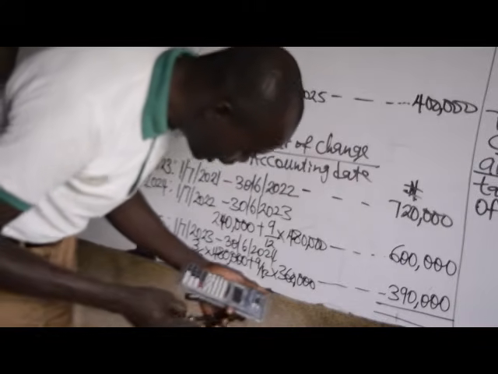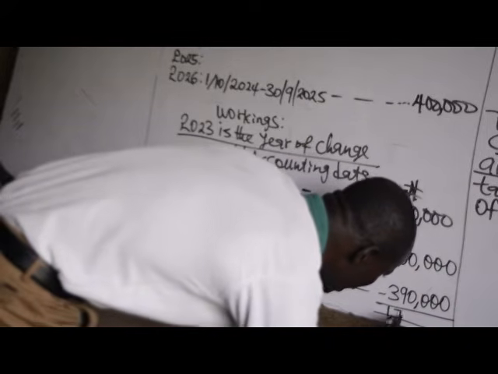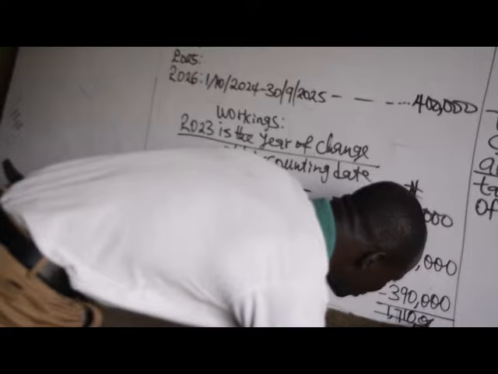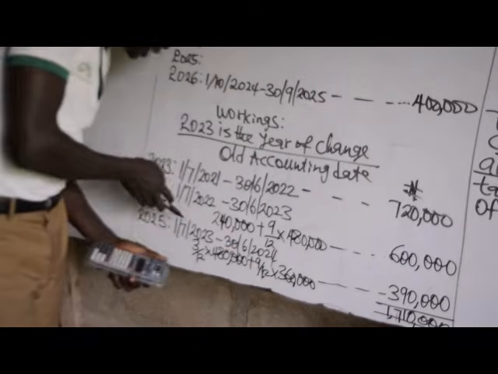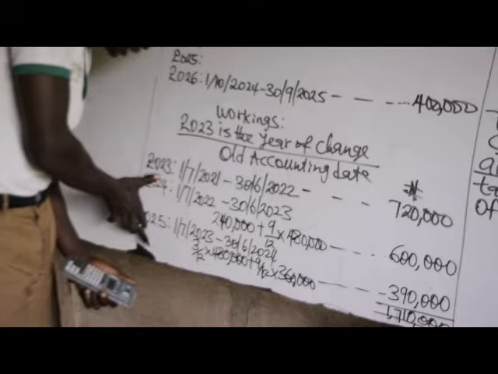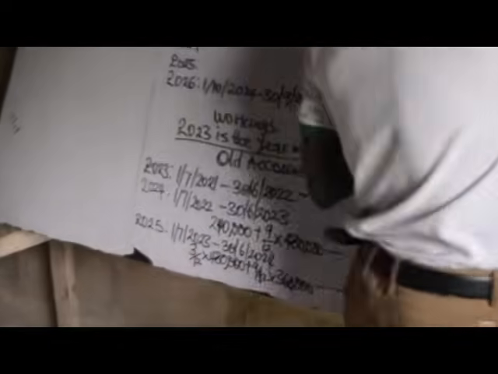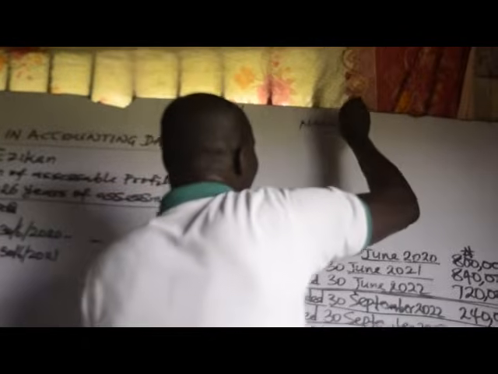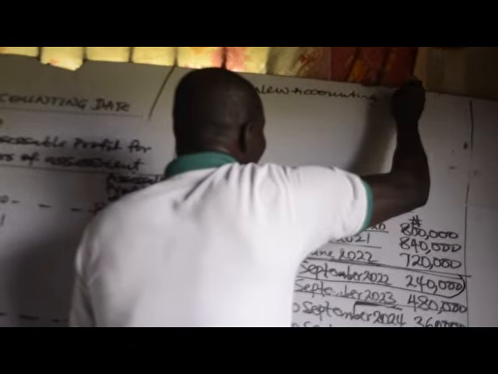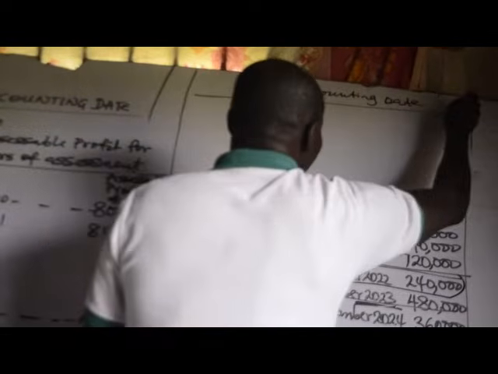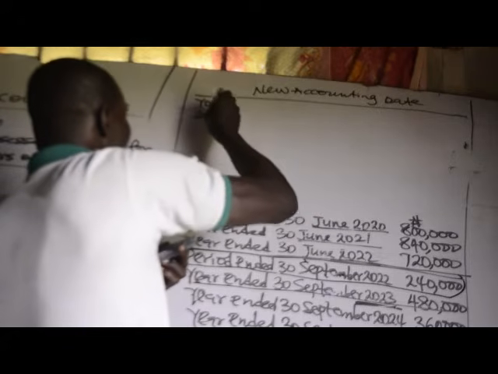The profit of the 3 years is totaled 1,710,000 naira. Then you also compute the assessable profit for the 3 years identified using the new accounting date. Remember, the year of change is 2023, so that 2023 will be the first year of assessment.